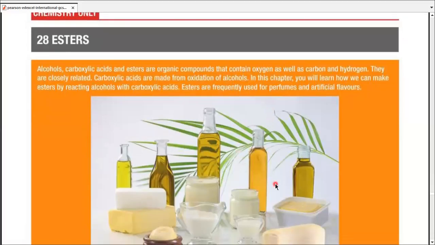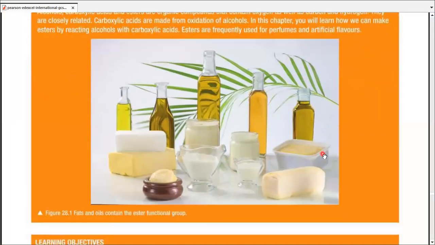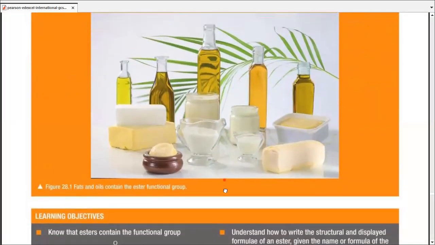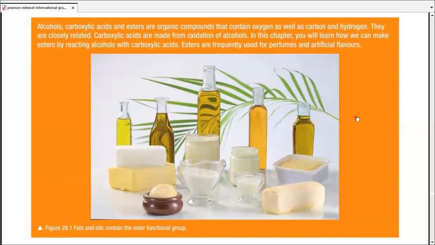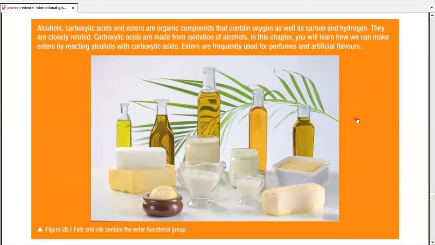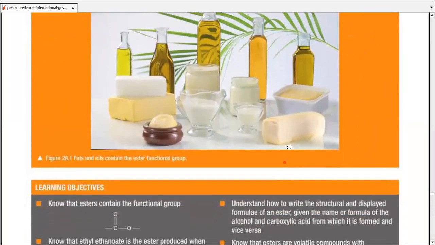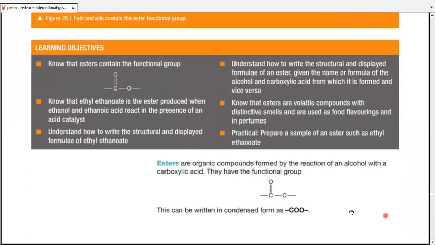28th chapter, Esters. Now we're going to introduce esters to you for the first time. What you can see in front of yourselves are different fats and liquids that are usually made up of esters. Also in this diagram, you can see some oils which can be used as flavoring agents, and most of the flavoring agents are actually ester in nature.